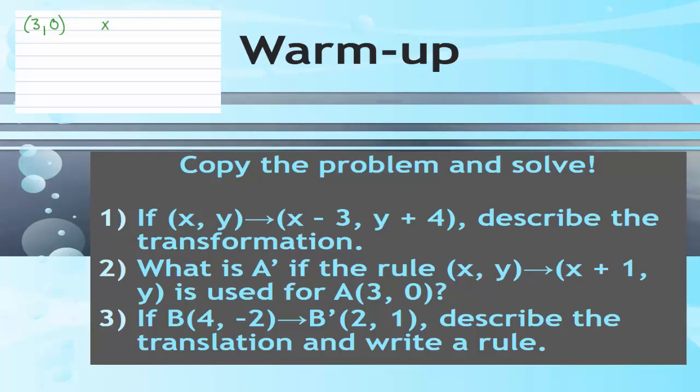So (x, y) forms (3 plus 1, 0). And so now we can just simplify the new numbers. (x, y) forms (4, 0). So our new ordered pair for A prime would be the values (4, 0).